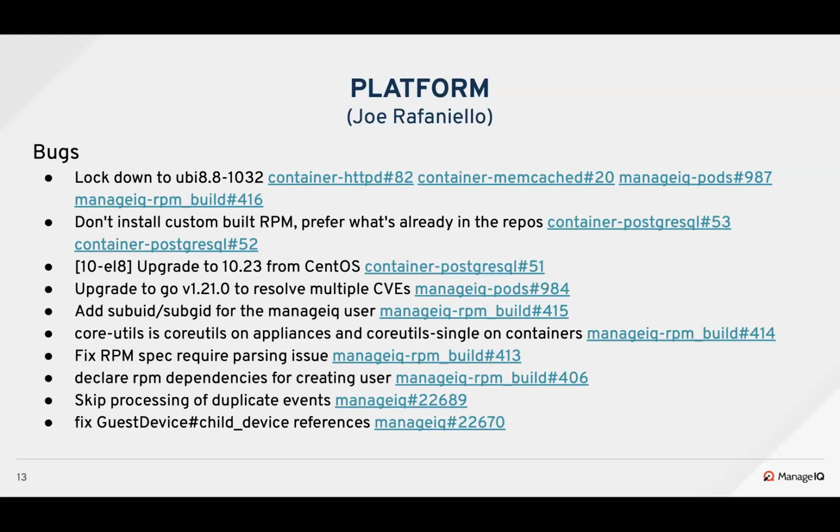Brandon fixed a bug due to the inconsistent naming of the core utils package on appliances and what it's named in containers. Brandon also fixed a bug in parsing the RPM spec. Keenan added missing RPM dependencies needed for creating a user. Adam skipped processing duplicate events, and Keenan fixed the guest device child devices references. Next slide.